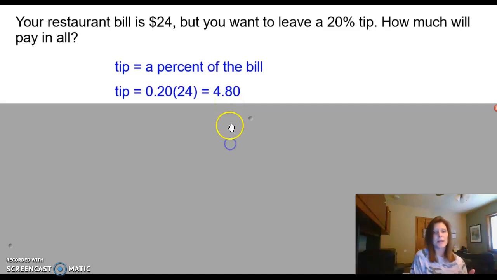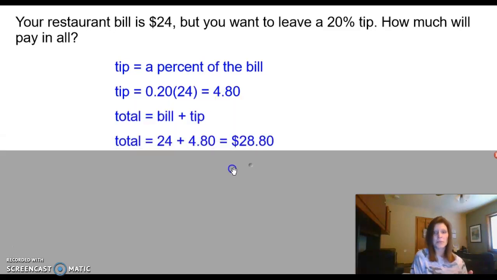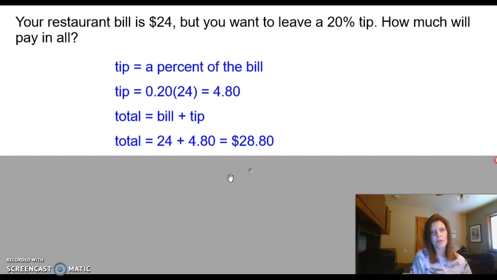But then I know that my total is going to be the bill plus the tip, so we're going to spend a whopping $28.80. This is not the only way that you could do the problem. I do understand some of you are really good with percents, and you would have said, well, 20% tip means I'm paying 120%. You would have done one calculation and been done. That's perfectly okay. I'm not going to require that you do it a specific way, just a legitimate way.